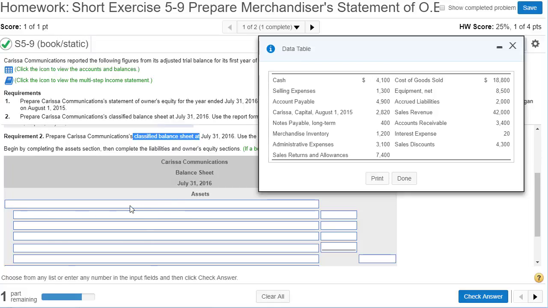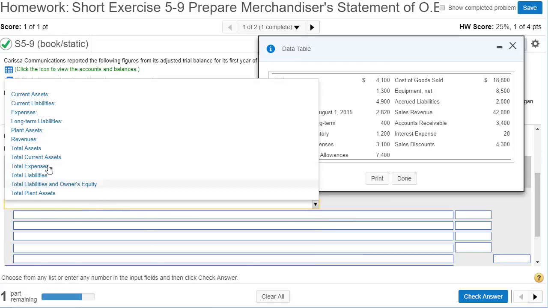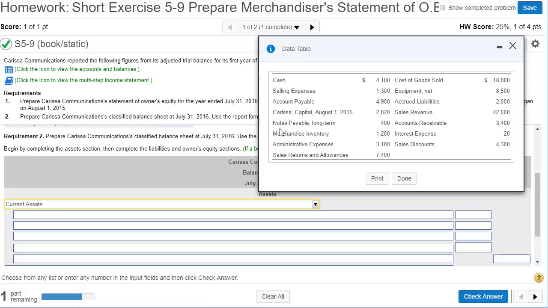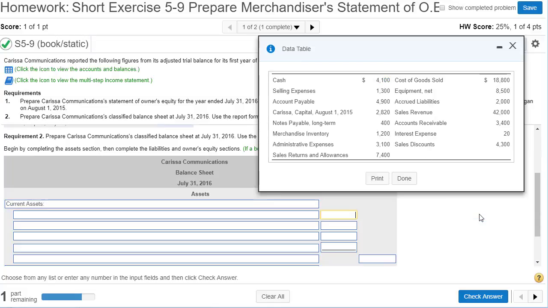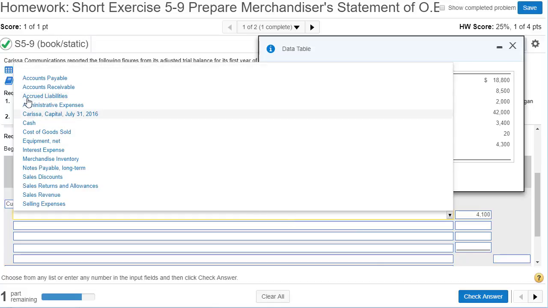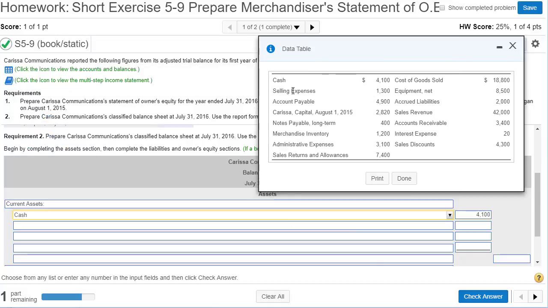So our first category of assets is called current assets. These are assets that we expect to be used up within the next year. Let's just start right from here and see if we can find any current assets. $4,100, cash is a current asset. Next, we got selling expenses. That's an expense, not an asset. AP is liability. Capital is capital. Notes payable, liability. Inventory. Here we go. We got $1,200 of inventory.